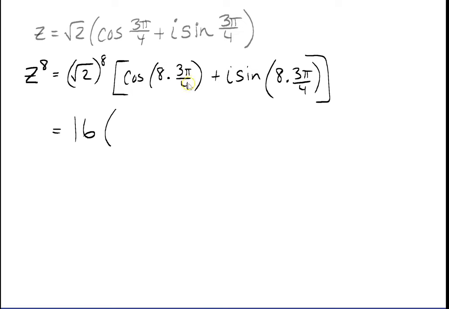Let's see, 4 and 8. The 4 will reduce this guy down to a 2. 2 times 3 is 6. So here it is, cosine 6 pi plus I sine 6 pi, and we are done. We have taken powers of a complex number.